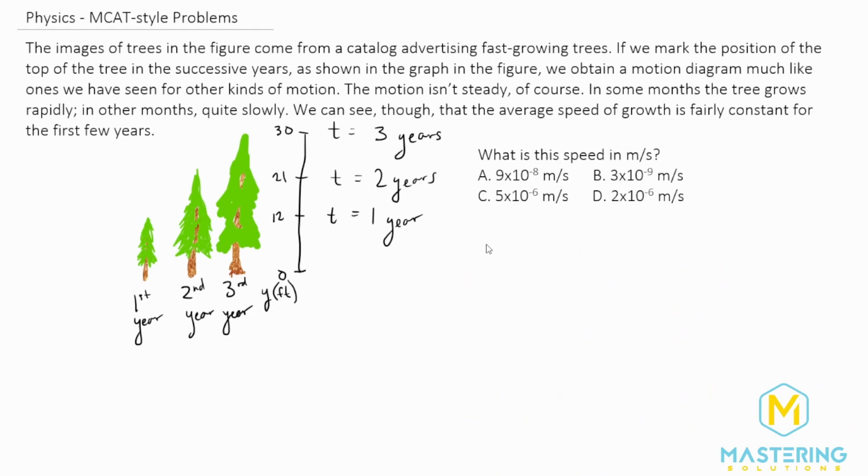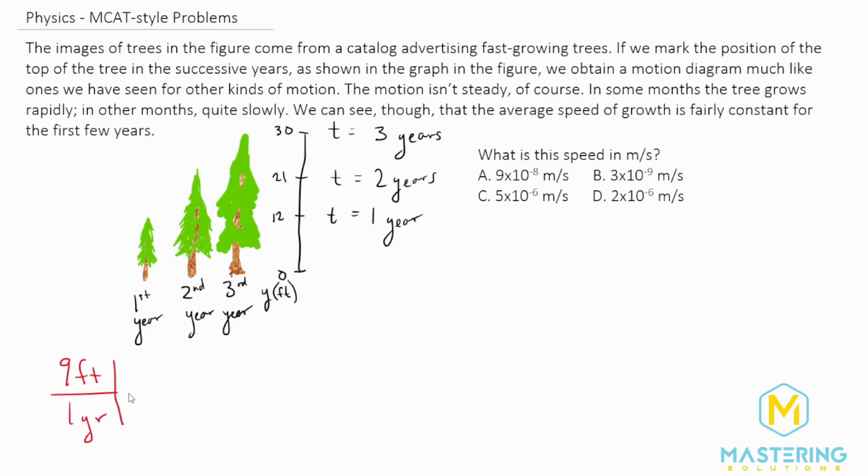Now for the second question, they want us to take whatever the speed we got for the first one, which we found to be 9 feet per year, and then convert that into meters per second. So let's write down the 9 feet per year. I'm going to do it down here so we have plenty of room. We have 9 feet for every 1 year, and they want that in meters per second.